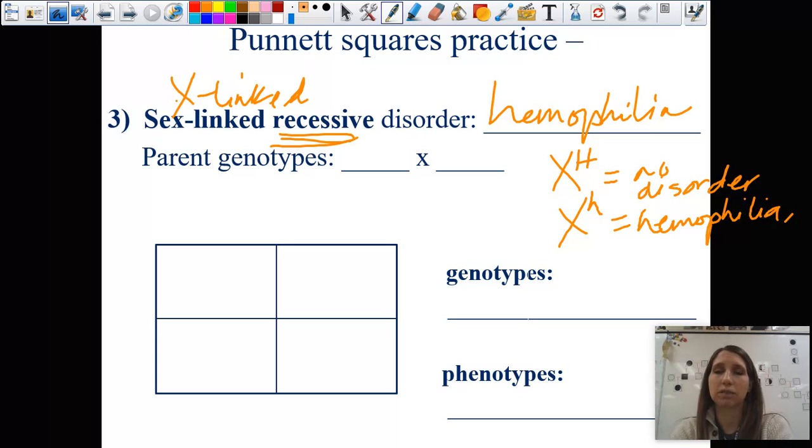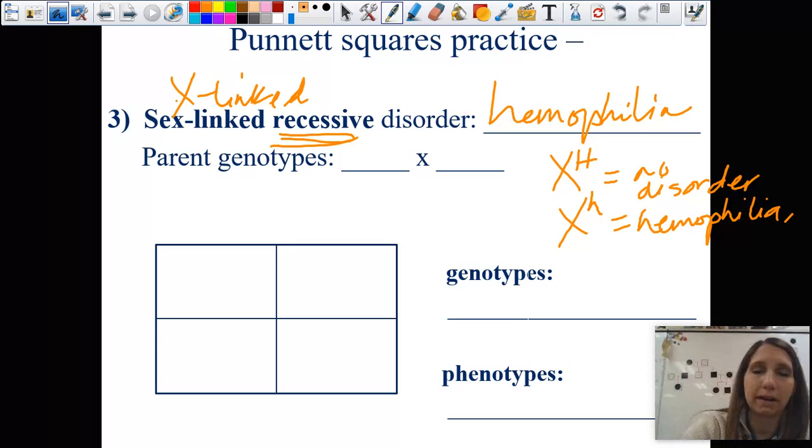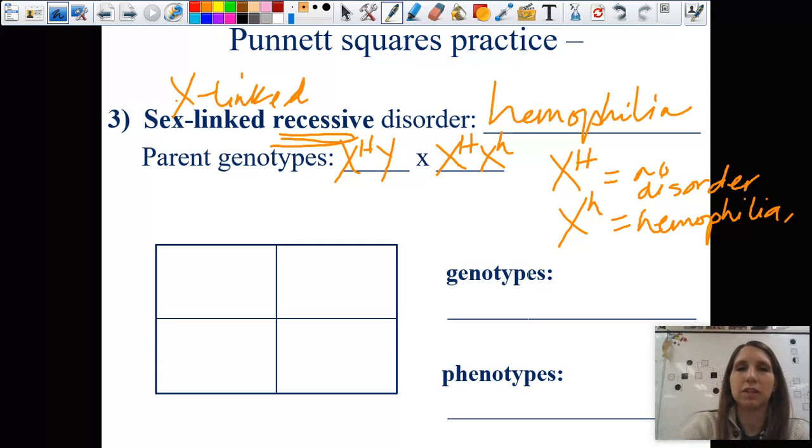In this case, I'm going to cross two parents, and I have to keep in mind here I'm dealing with a male and a female, and gender actually matters in this case. So for my first parent, let's do the male here, X big H and Y. That'll be his genotype. And then for the female, we're going to say X big H and X little h. So this individual on the left, the male, we could say is a few things. He's male because he's got a Y. And secondly, he has no disorder because the only X chromosome he has just has a big H on it, which again codes for no disorder.